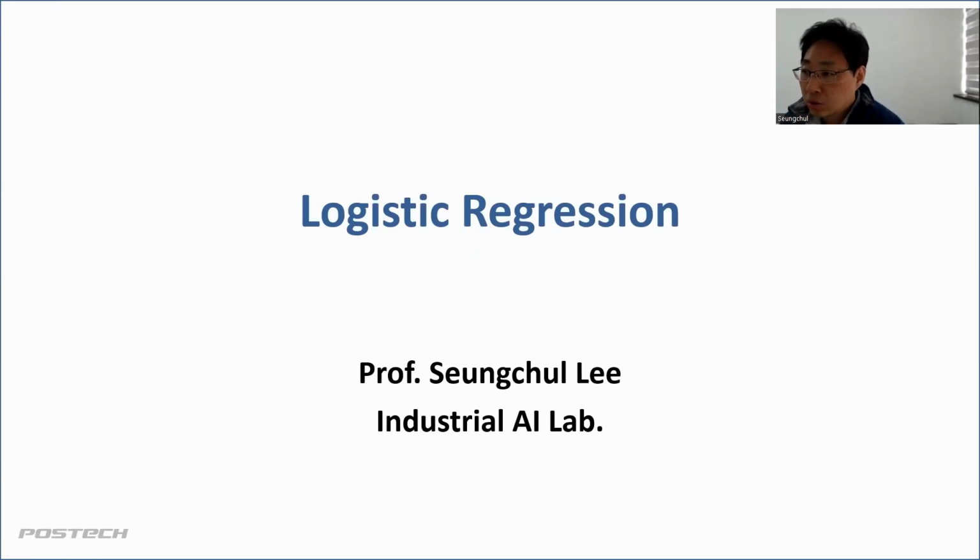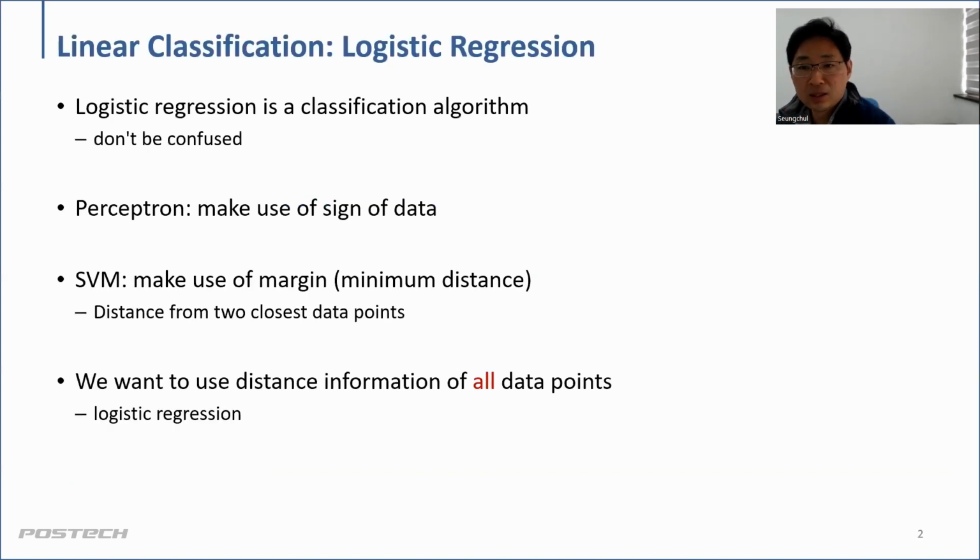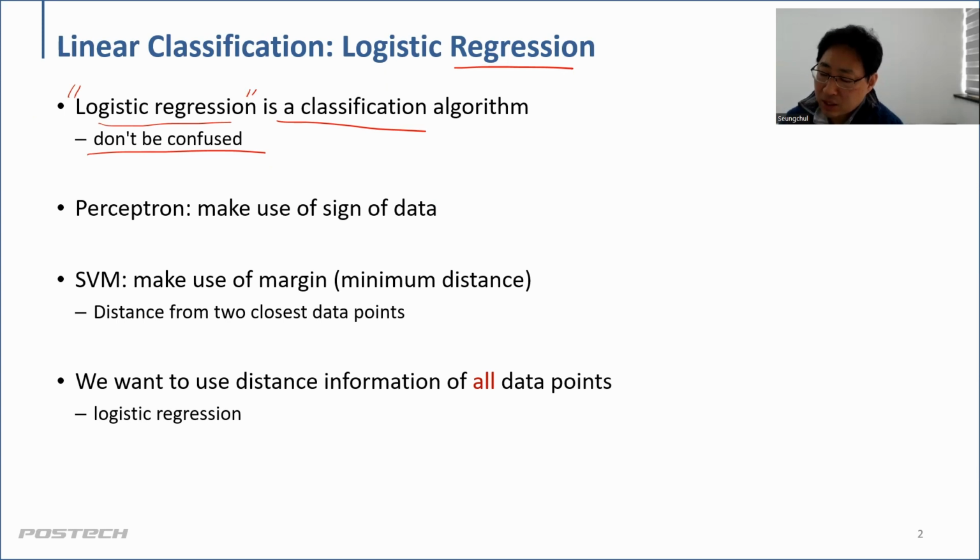So let's move on to the next topic in linear classification, which is logistic regression. Here's a kind of weird thing that you find: you have regression in the name. So you might think it's a regression problem. No, logistic regression is a classification algorithm. Don't be confused. The name is logistic regression, but again, like the SVM, it's a linear classifier.